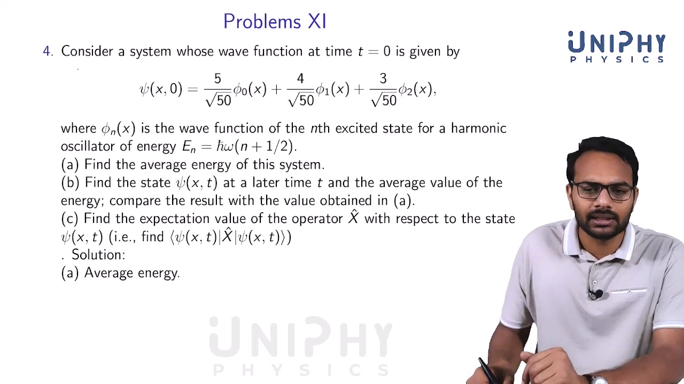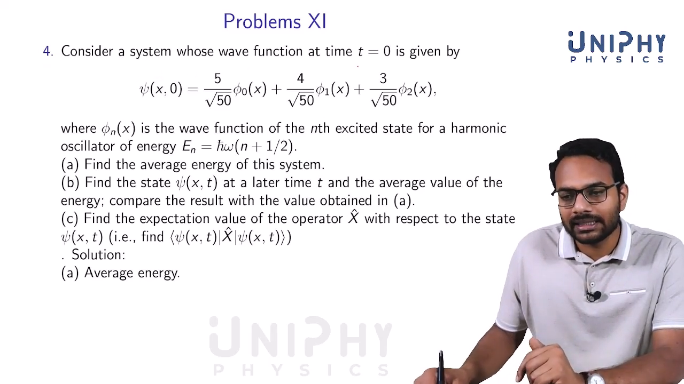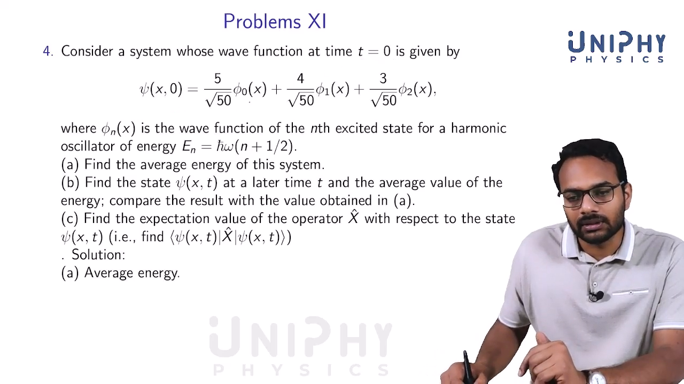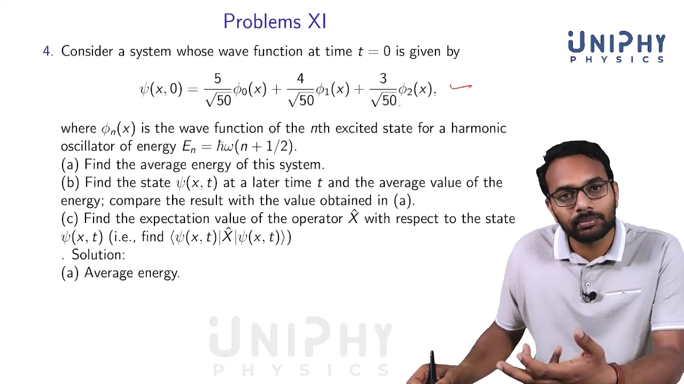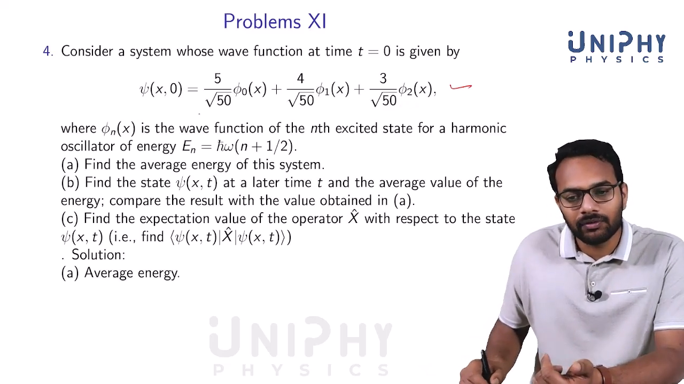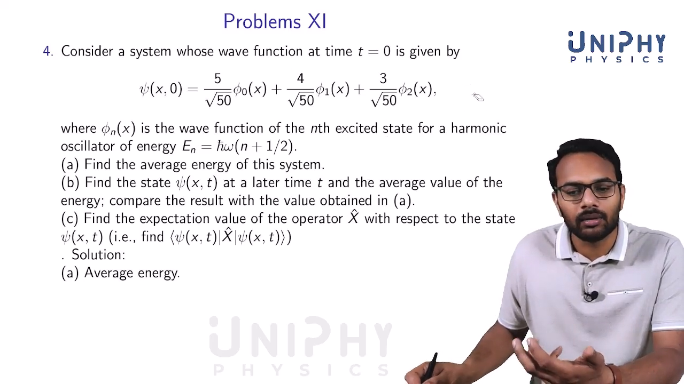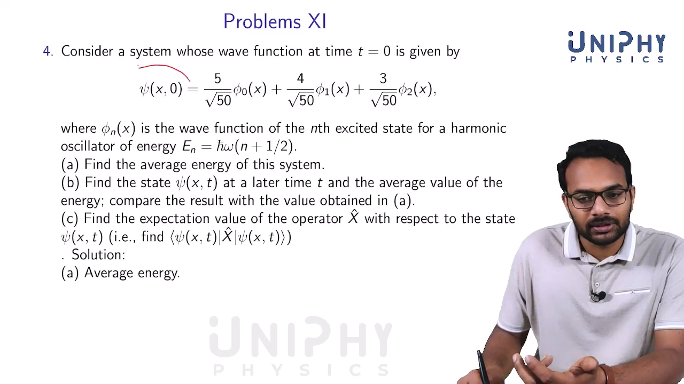All right, here's another problem. Consider a system whose wave function at time t equal to 0 is given by psi of x comma 0. This is the wave function, the state of the system. You see that it's in a superposed state. And what are these phi n of x? These are the wave functions of the nth excited state for a harmonic oscillator of energy En. So this is exactly a superposition of energy eigenstates.